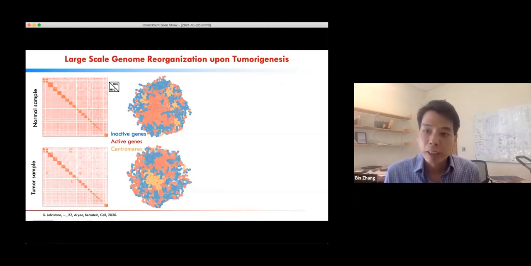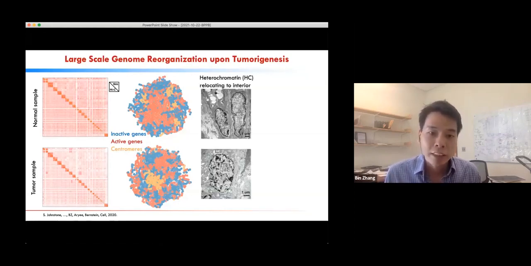And as you might expect, we encountered reviewer number 3, who was not very impressed, and wanted to see more validation for the simulation predictions. Fortunately, we have excellent collaborators, and they performed electron microscopy on these tumor and normal samples, and lo and behold, they found exactly the same as our simulation prediction.